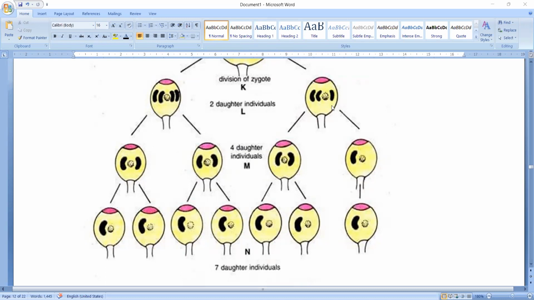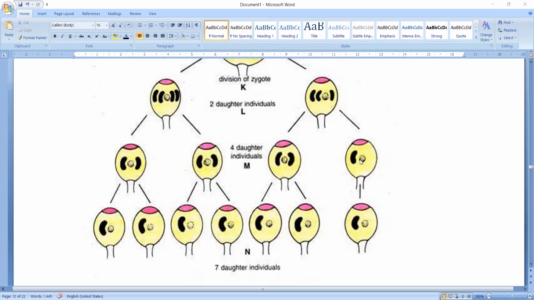And in another one, as there are only 3 in the first division, in one cell there are 2 macro and 1 micro.